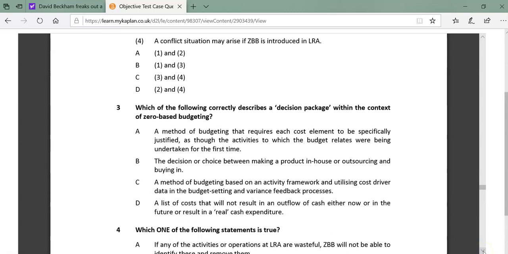So what is a decision package? Great question. Again, as I was saying, this is a method of budgeting which requires each cost element to be specifically justified as though the activity to which the budget relates was being undertaken for the first time. That's your perfect answer. This is really what zero-based budgeting is all about: tell us why you want this budget. So the answer here is A.